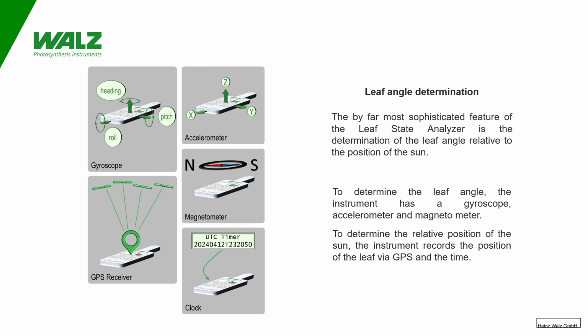If we then look at the technical side of the leaf angle measurements, then you will see that it is by far the most sophisticated part of the leaf state analyzer. To sum it up, for the measurement of the leaf angle, the instrument needs a gyroscope, an accelerometer, and a magnetometer to determine the north-south axis, and for the position of the sun, a GPS receiver and a clock are needed.